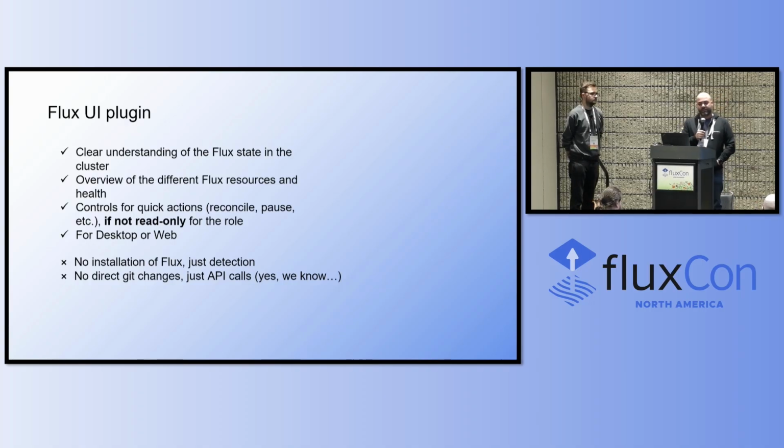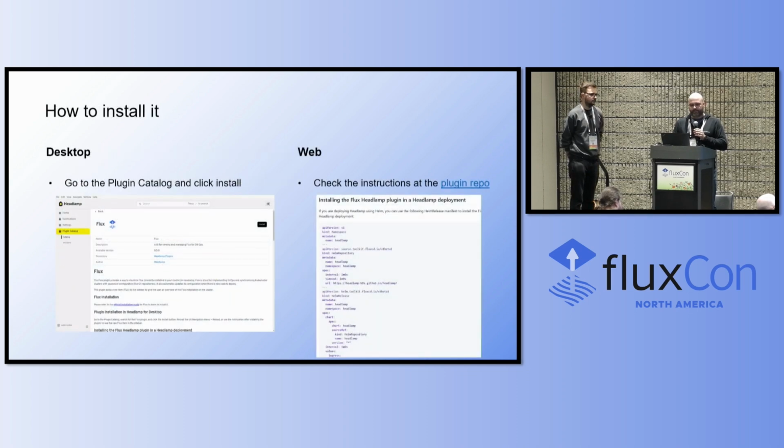So it's not a way to install Flux. It just detects Flux, and there is no direct Git changes. Right? It's just API calls, meaning that when I said that you can pause it, you can pause it. If it reconciles, then you got a new state, right? But this is what it is at the moment.